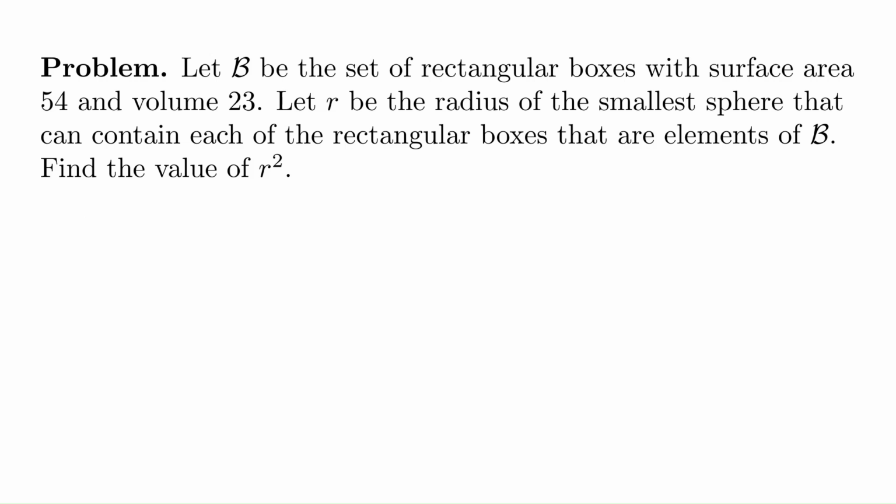Let B be the set of rectangular boxes with surface area 54 and volume 23. Let R be the radius of the smallest sphere that can contain each of such boxes. Find the value of R squared.